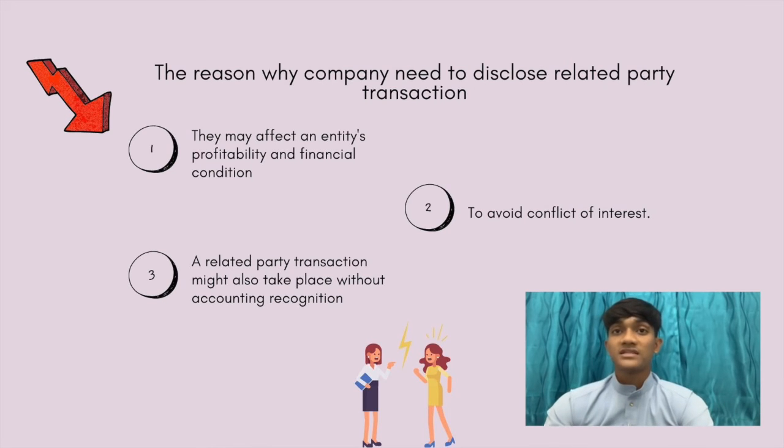Now let's move to the next question. Why do companies need to disclose related party transactions? First, they may affect an entity's profitability and financial condition. Related parties are able to engage in transactions that will not be available to unrelated parties and at amounts that are different from what would be agreed upon between unrelated parties.